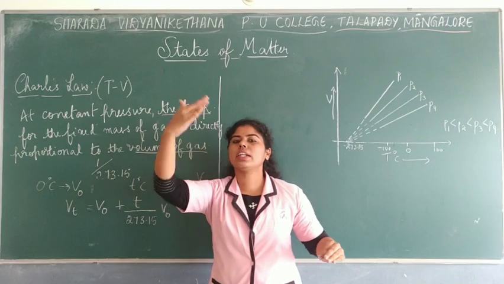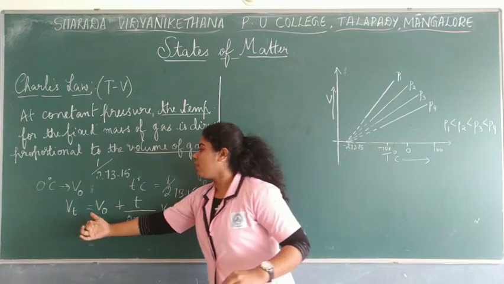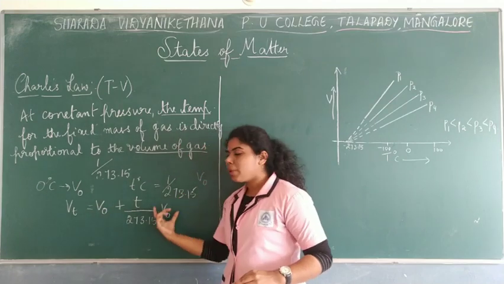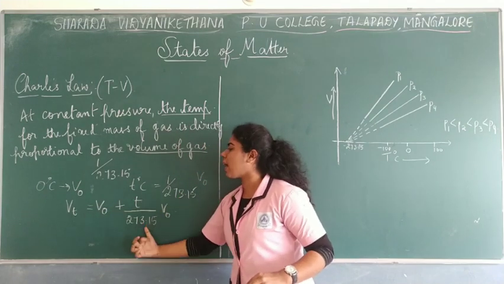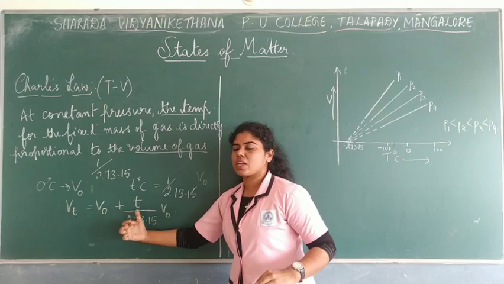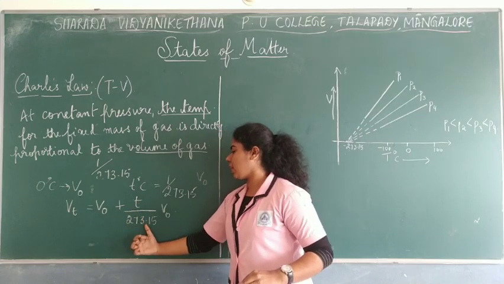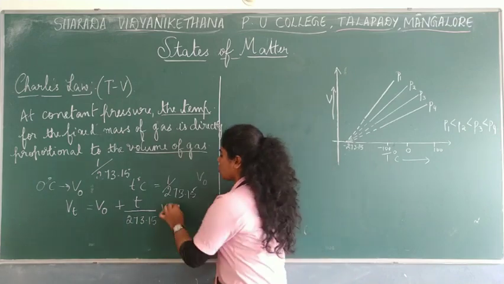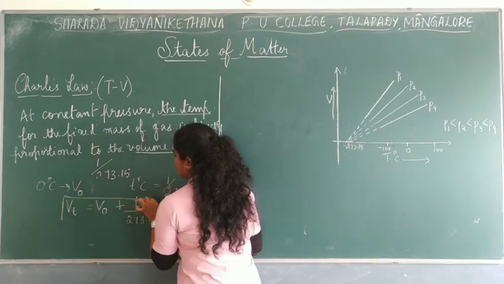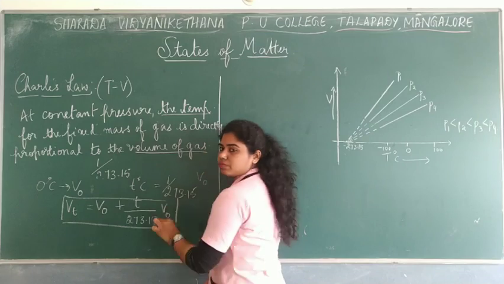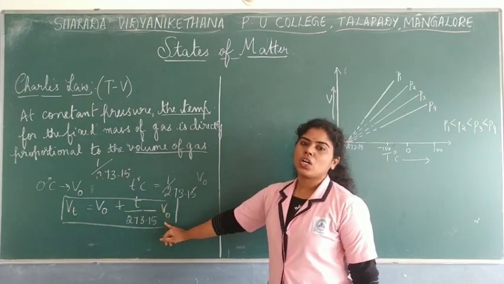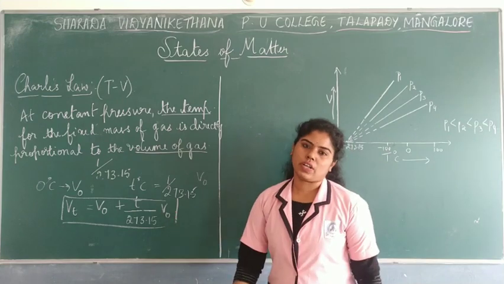Okay, after all the degrees rise in temperature, Vt would be equal to the initial one, that is V naught, plus how many times it has increased, that is T, the final temperature, by 273.15 of V naught, of initial volume. That's how you write. So this is to be remembered so that you can deduce the equation. Okay, so Vt is equal to V naught plus T by 273.15 into V naught.